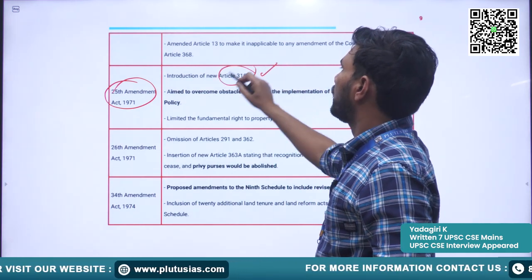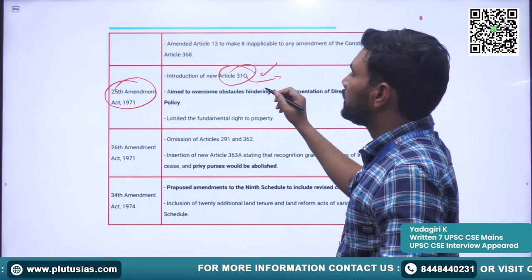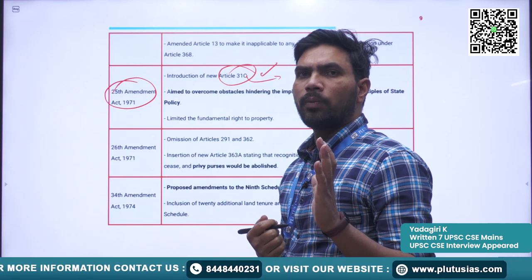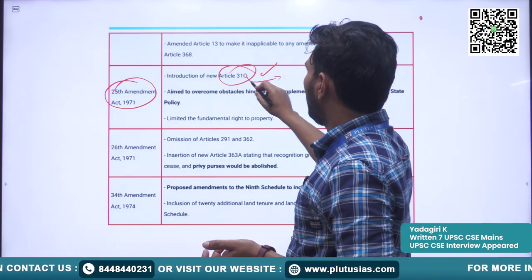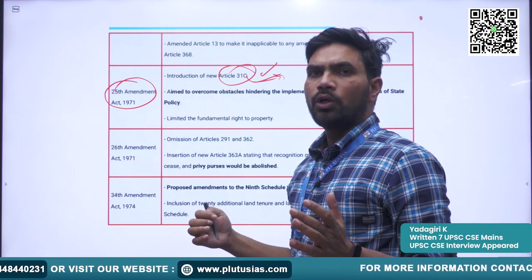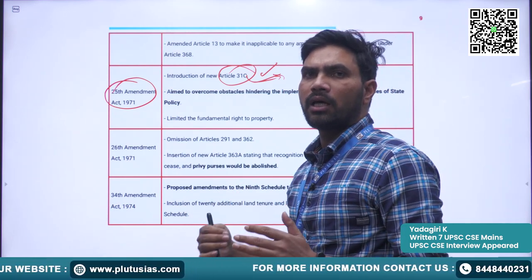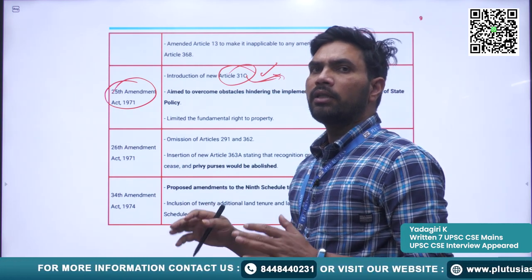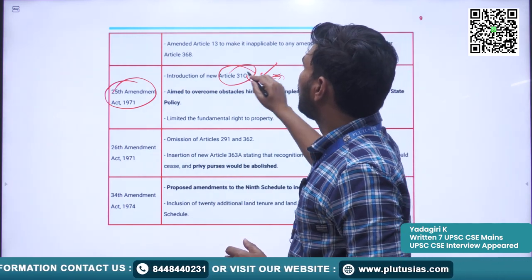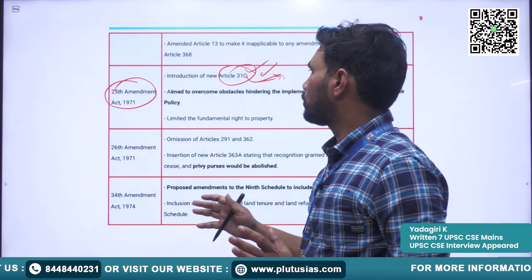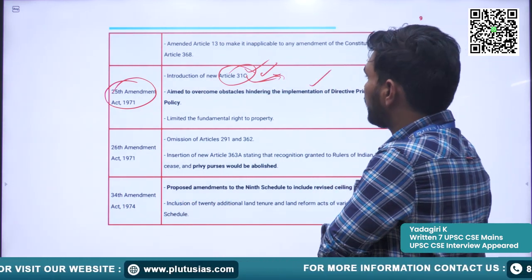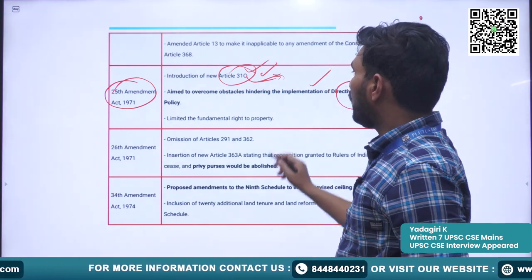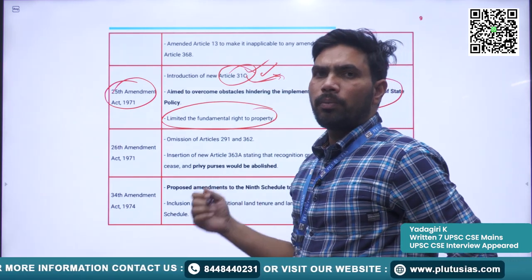It introduced a new article, Article 31C. Basically, it said that if the government makes any law or act to implement the items that are mentioned in the directive principles of state policy, the judiciary should not interfere, saying that the fundamental rights are violated. So basically, the article was curtailing the judicial review power of the Supreme Court. It aimed to overcome obstacles hindering the implementation of directive principles of state policy, right? So it also limited the fundamental right to property, right?